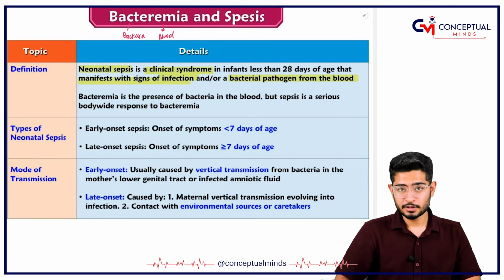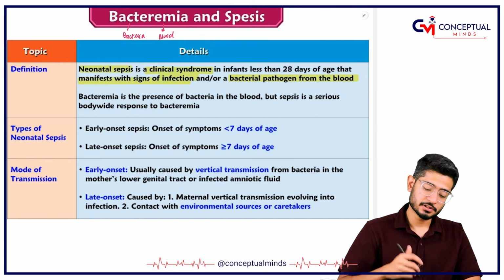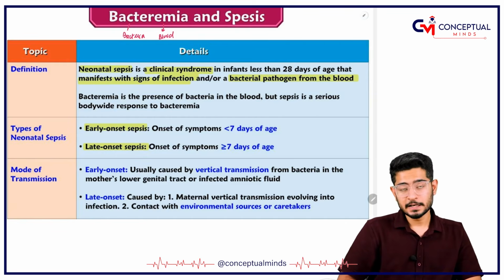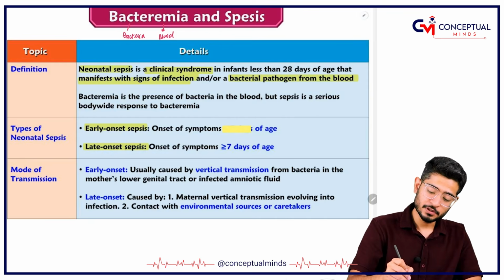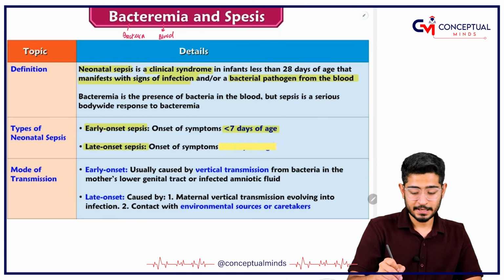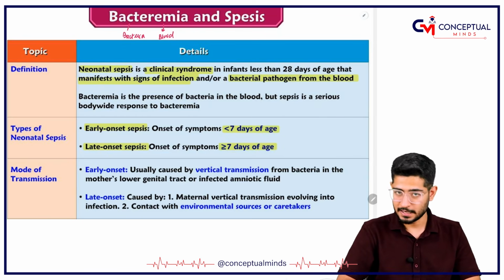So if you know about neonatal sepsis, there are two types. First is early onset sepsis, next is late onset sepsis. Early onset sepsis means it occurs in less than 7 days of age, and late onset means that the child is now more than 7 days of age. Okay, so early as well as late.